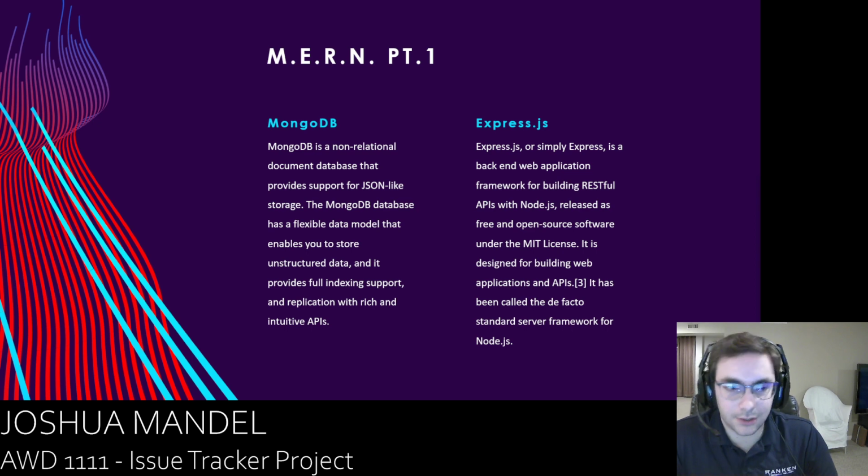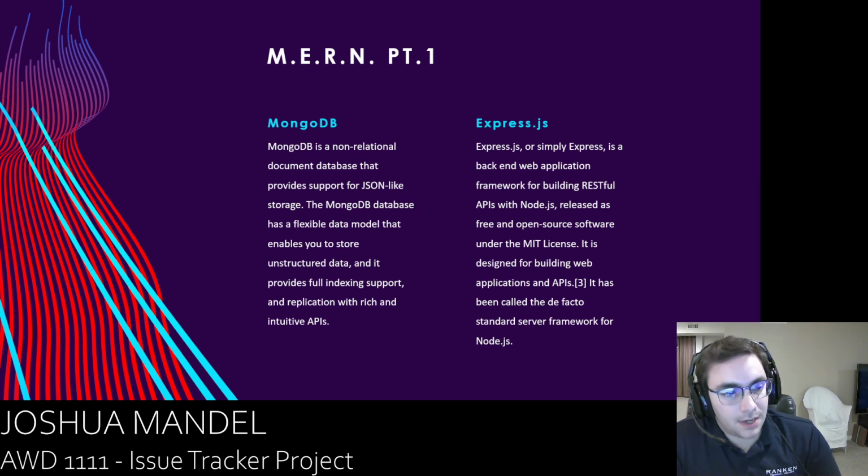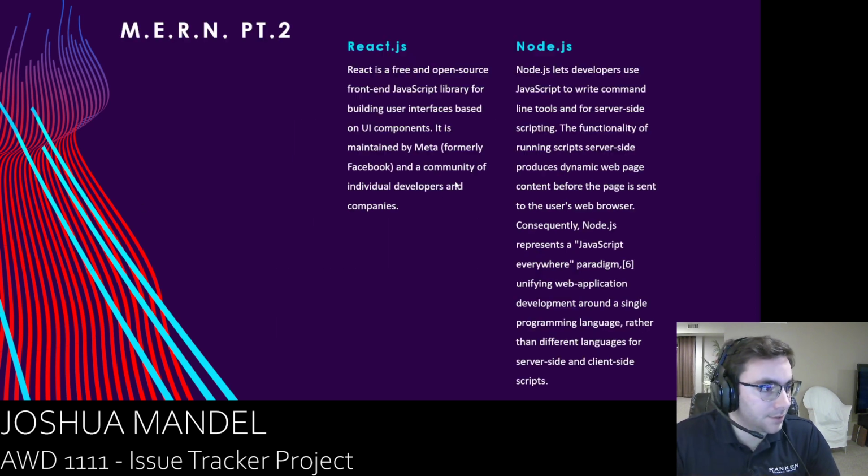Going into the next technology, Express.js. Express.js, or simply known as Express, is a backend web application framework for building RESTful APIs, which is what we have here, using Node.js. It was released as a free and open source software under the MIT license. It is designed for building web applications and APIs. And it's basically just been known as the standard server framework for Node.js.